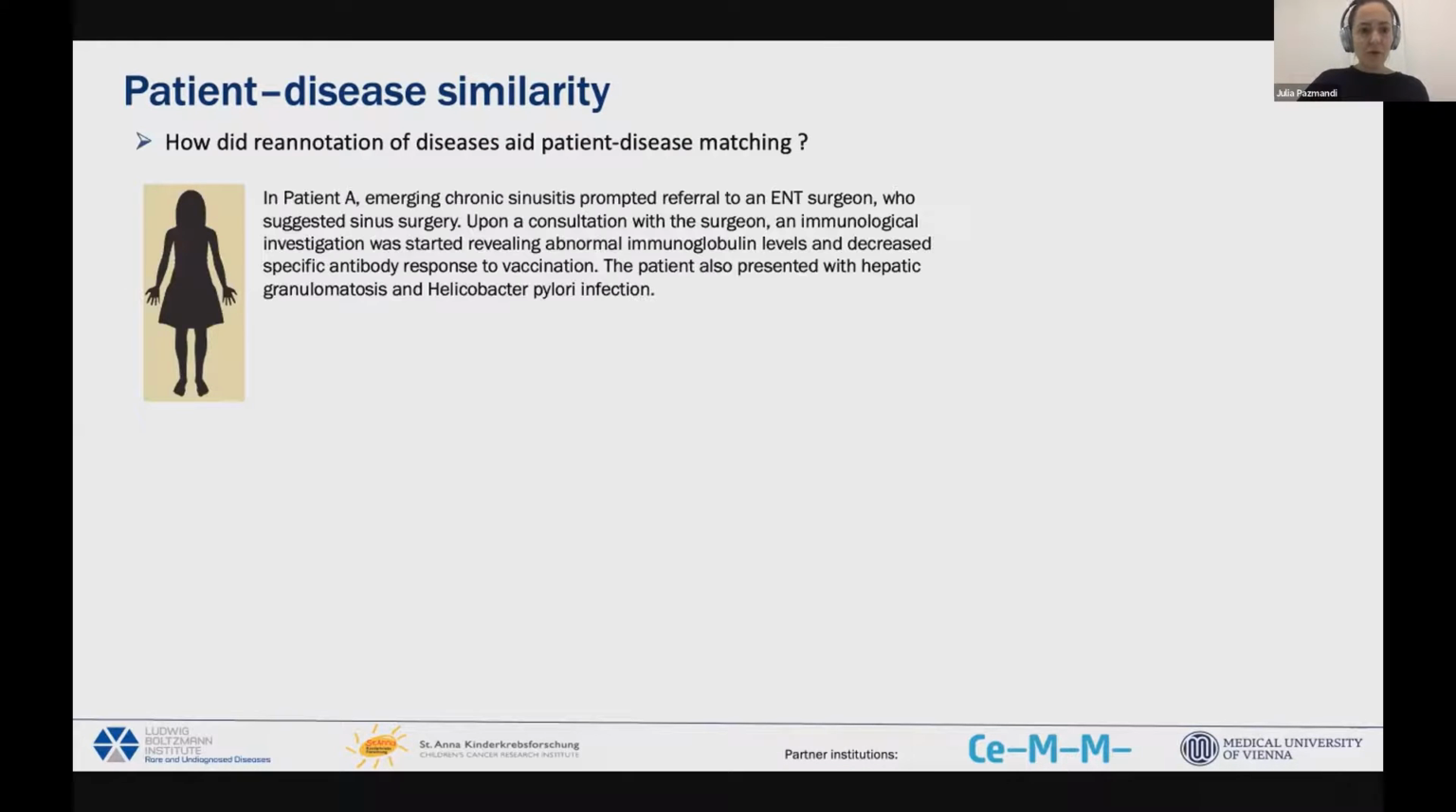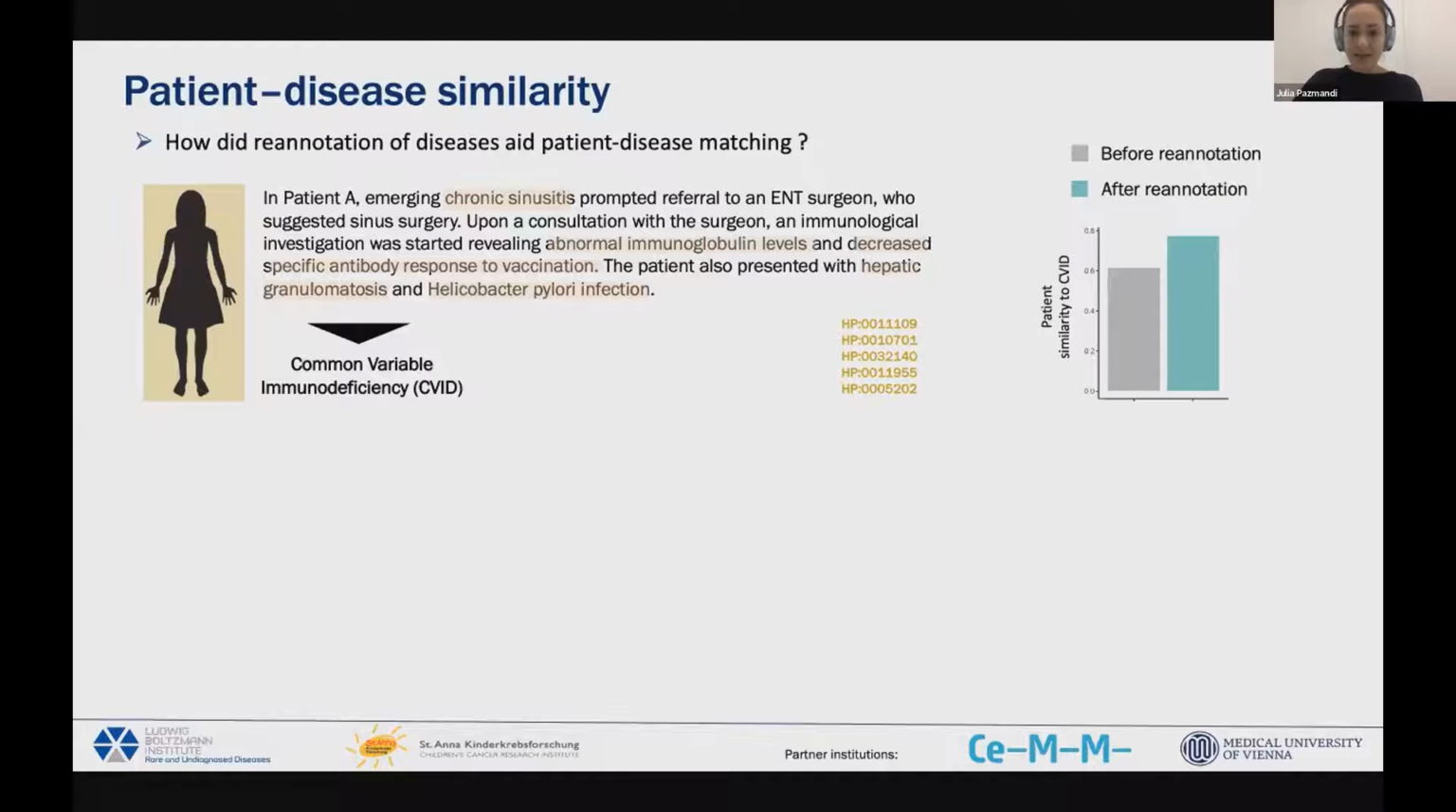So here's patient A, who goes into the clinic with the following clinical description, and a very expert immunologist would immediately diagnose this patient with common variable immunodeficiency. What we can do as non-expert clinicians with HPO is identify the phenotype terms, translate them to HPO terms, and compute the HPO ontology-based similarity of these phenotype terms to CVID. And what we see is that the matching accuracy of these patient phenotype terms to CVID increased after the reannotation of the 72 diseases.